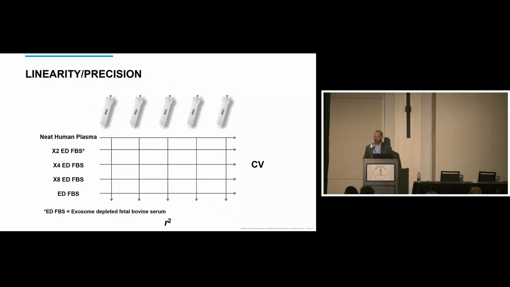Once we honed this method in, we did some analytical characterization. In this particular experiment, I'm describing some linearity and precision studies that we did. We took neat human plasma and diluted it at several twofold dilutions using exosome-depleted fetal bovine serum. We used 5 different SEC columns for this experiment. Across the columns at each dilution level, we could calculate imprecision, or CVs, and within each column, we could calculate the linearity in the form of R squared.